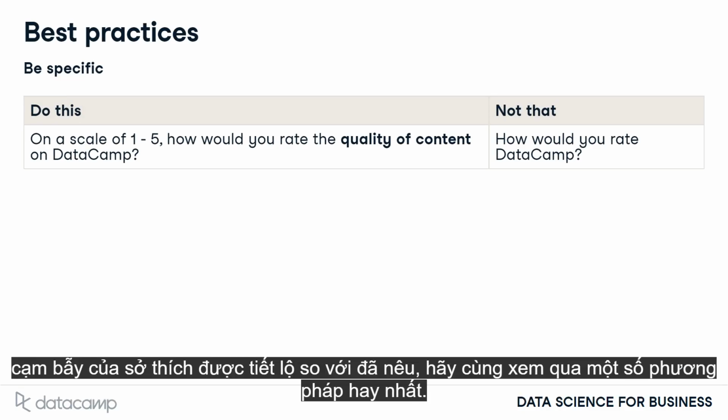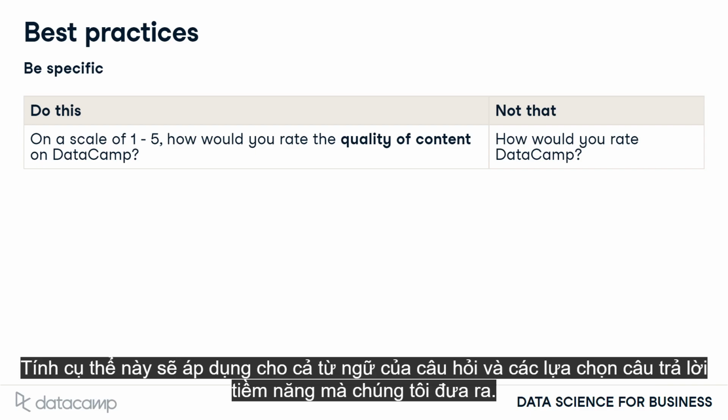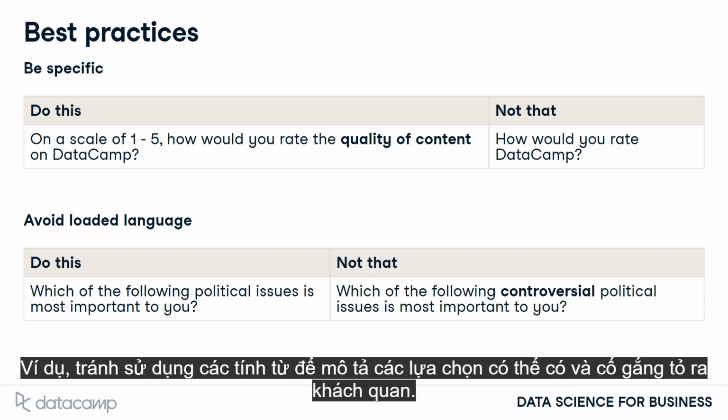Now that we know some types of solicited data and are aware of the pitfalls of revealed versus stated preference, let's go over some best practices. First, we should try to be as specific as possible when asking questions. This specificity should apply to both the wording of the question and the potential answer choices that we give. Next, we should avoid loaded language, especially if it might bias respondents toward a particular choice. For example, avoid using adjectives to describe possible choices and try to be objective.